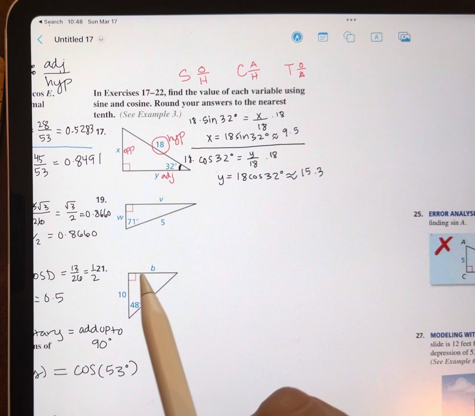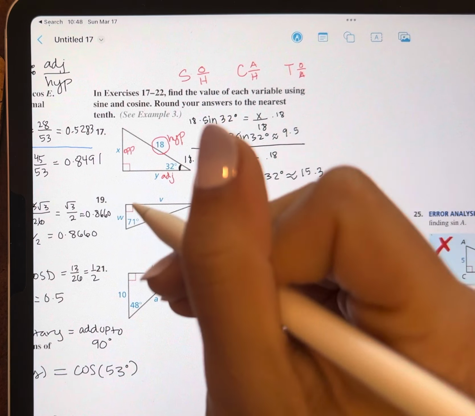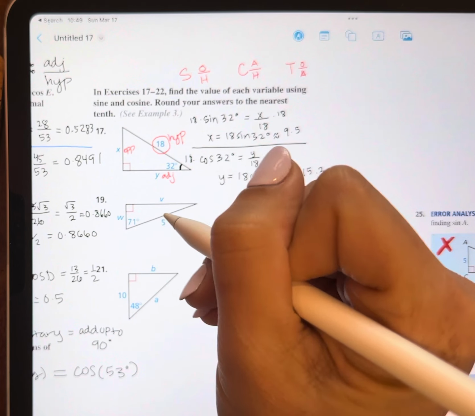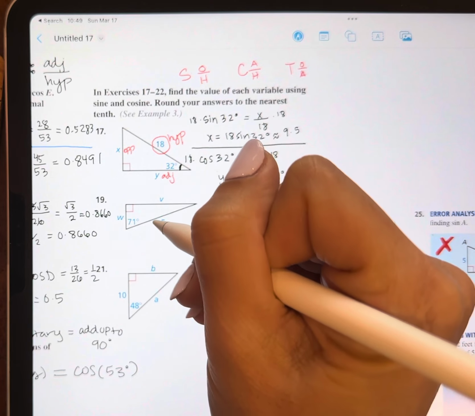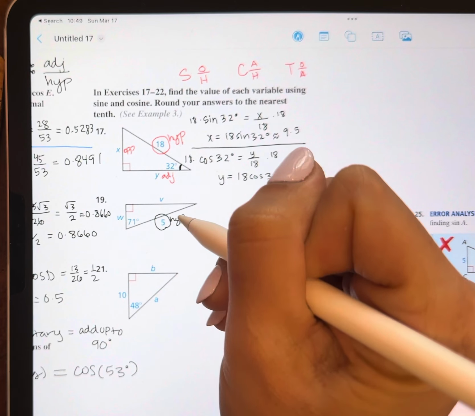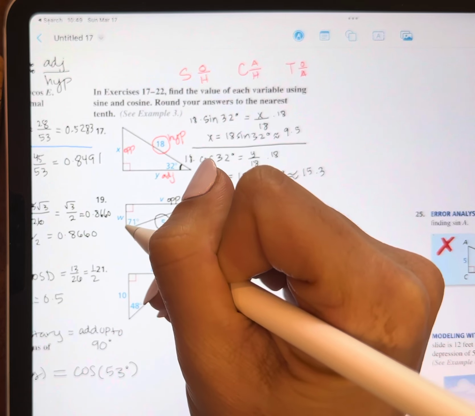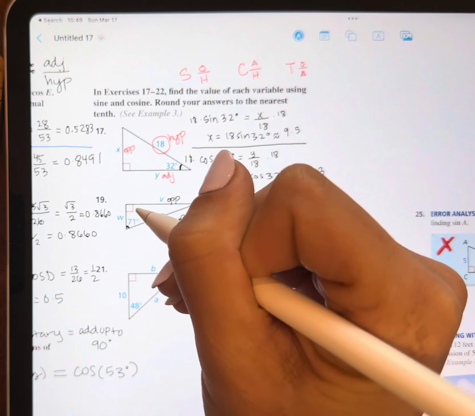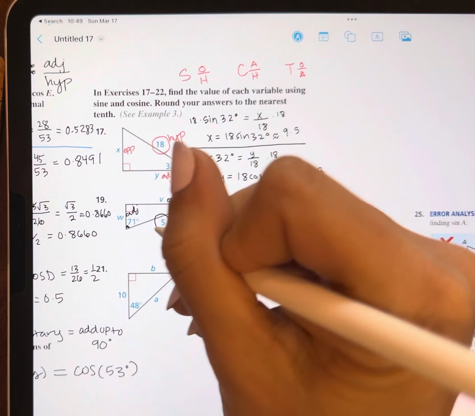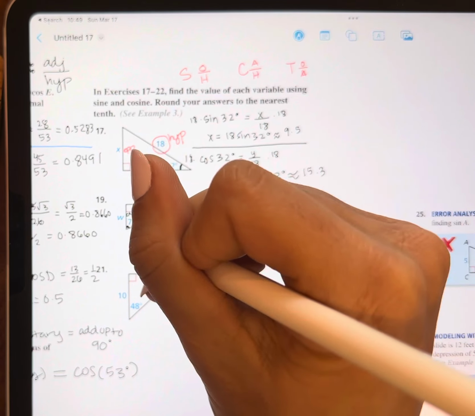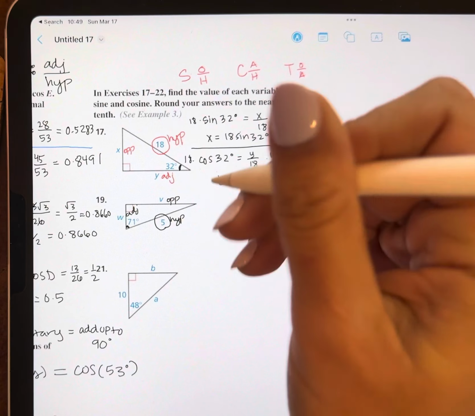Okay. Number 19. Here we are at 71. We look at what we've got. So here we have hypotenuse. From 71, V is the opposite. And from 71, W is adjacent. And so here I go. To find V, I'm looking at opposite and hypotenuse, and that is SOH, sine.